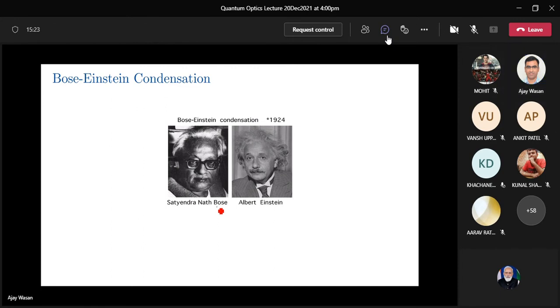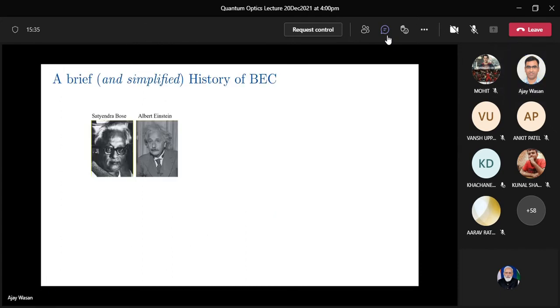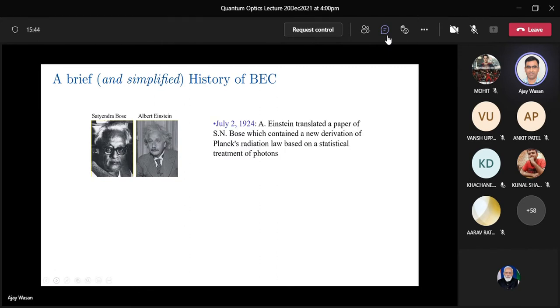So Bose is an Indian guy, and Einstein, you already know, a German guy. Extraordinary. And the Indian contribution is also from there: Satyendranath Bose. So I will give a little history of what he did and what Einstein did. This happened in 1924, almost 100 years back. Bose did some work and sent it to Einstein. He was a very shy guy. So Einstein translated a paper of S.N. Bose, which contained a new derivation of Planck's radiation law based on a statistical treatment of photons.